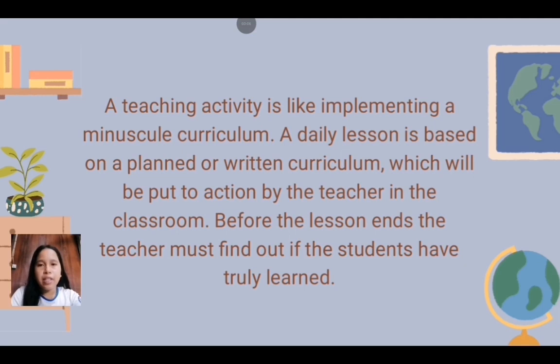A teaching activity is like implementing a minuscule curriculum. A daily lesson is based on a planned or written curriculum, which will be put to action by the teacher in the classroom. Before the lesson ends, the teacher must find out if the students have truly learned.